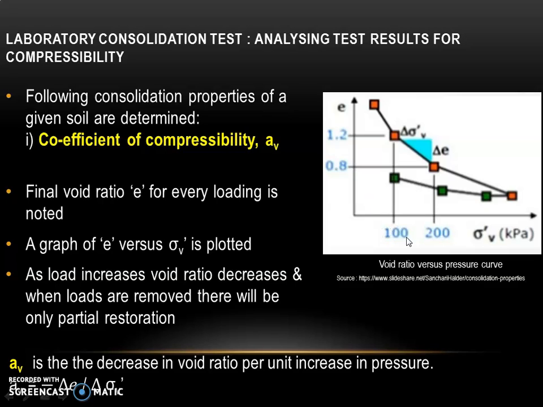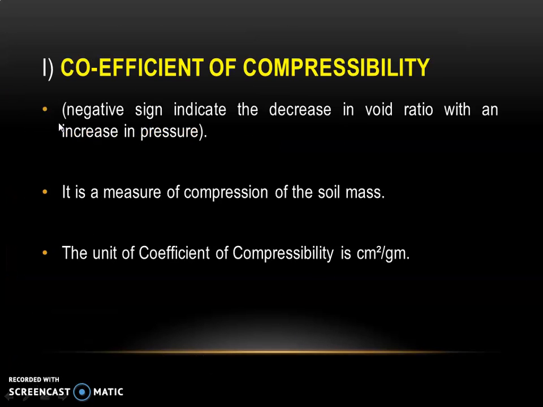So that is 100 and 200. So the difference between these two values will give us Δσv'. Once we substitute Δe and Δσv', we will be able to get the value of coefficient of compressibility. The negative sign indicates the decrease in void ratio with an increase in pressure.